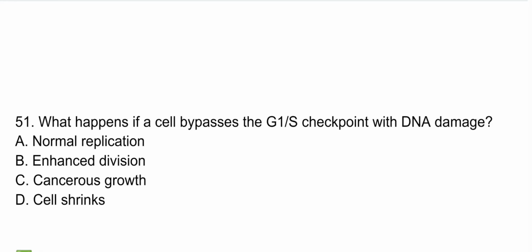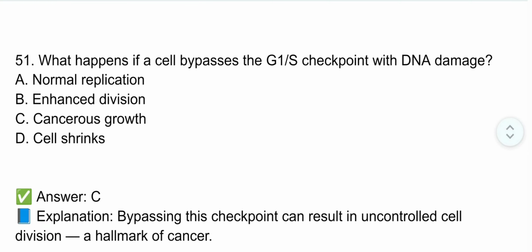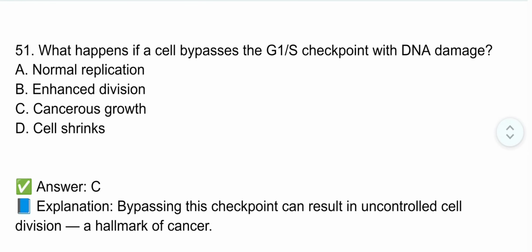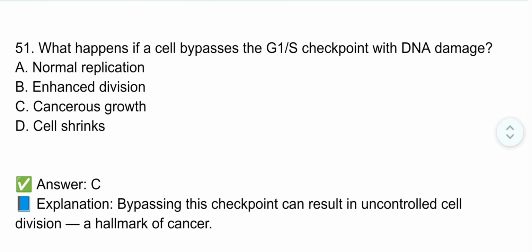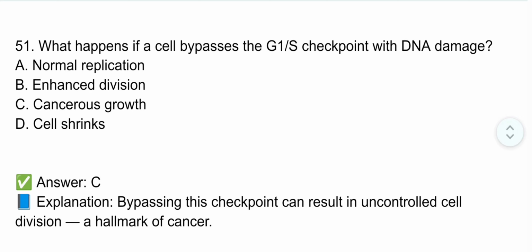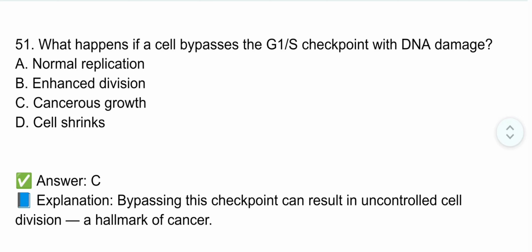Question number 51. What happens if a cell bypasses the G1/S checkpoint with DNA damage? The correct option is option C. Cancerous growth. Bypassing this checkpoint can result in uncontrolled cell division, a hallmark of cancer.